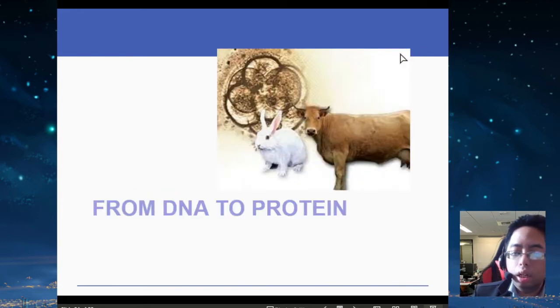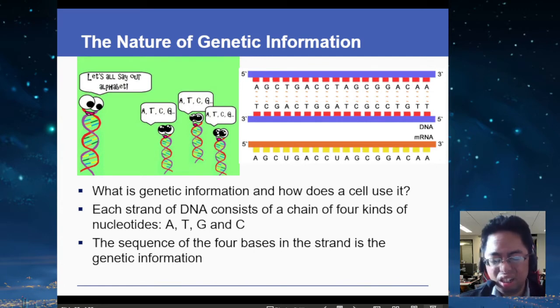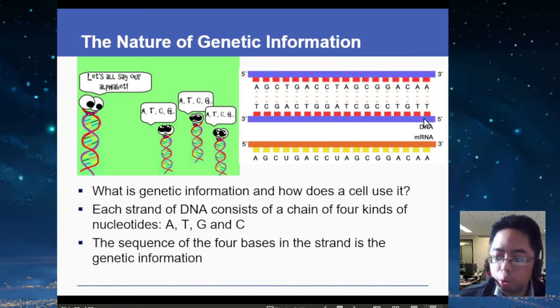Okay, right. Here is from DNA to protein. Okay, so here is the nature of genetic information. What is genetic information and how does the cell use it? As you can see here, this whole thing right here is the DNA strand. Okay, this DNA strand is something like what you call a recipe, right? Recipe book. You read it, and then you know what to build from the recipe.